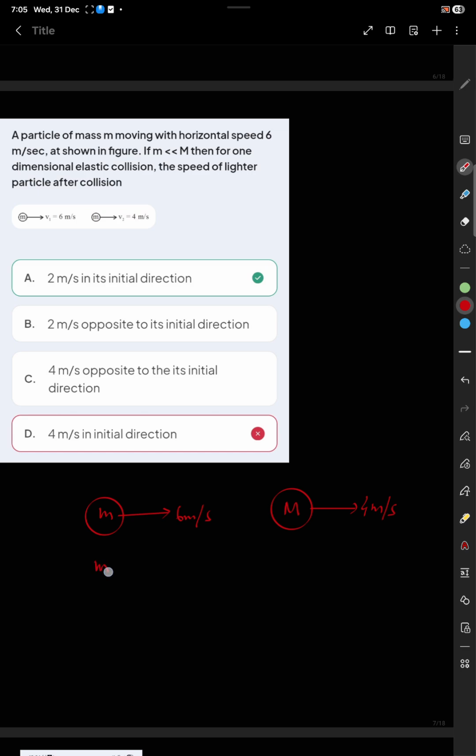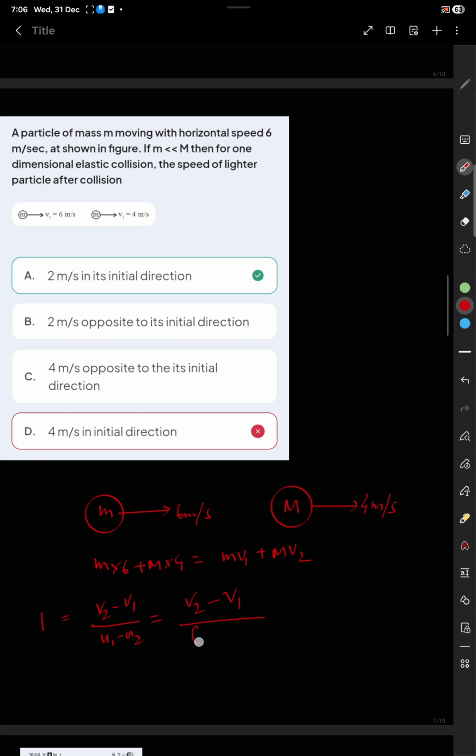So if you go with momentum conservation, m into 6 plus M into 4 should be equal to m into v1 plus M into v2, and e is equal to v2 minus v1 by u1 minus u2. Final velocities v1 and v2 are not known to me. e is 1, just putting 1. u1 velocity is 6, and u2 velocity is 4, so v2 minus v1 comes to be 2.